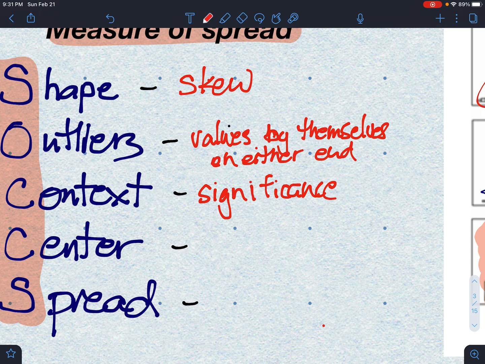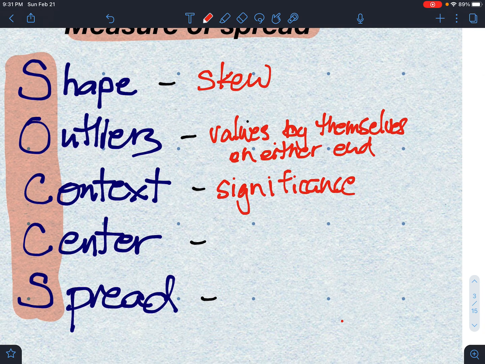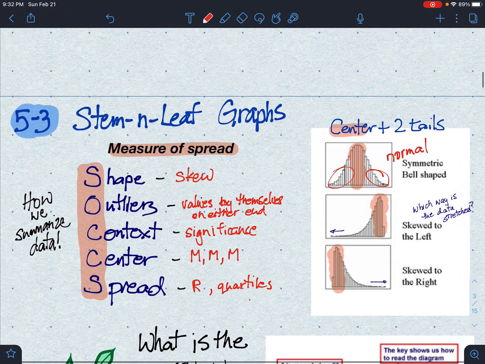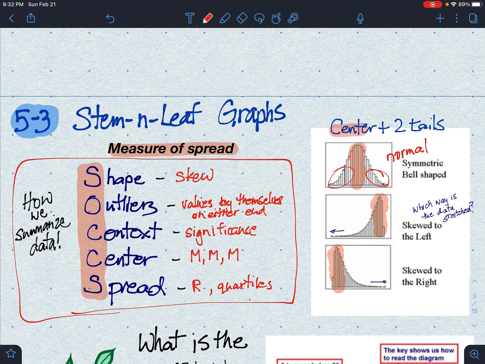Okay, so we need to talk about the context of the data, meaning what do the numbers mean? What do they represent? Centers: mean, median, and mode are the main centers that you need to talk about. The range should be talked about down here. How spread out is the data? We'll also talk about something in the next section called quartiles, and that's also interesting to talk about in the spread. Excuse me. Okay, so this is super important when we summarize the data.